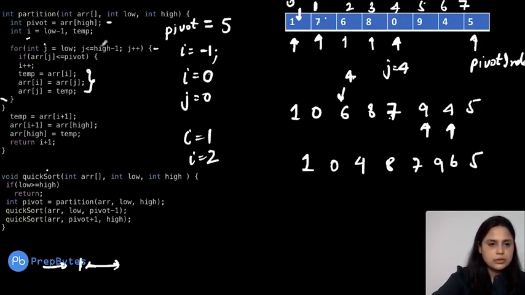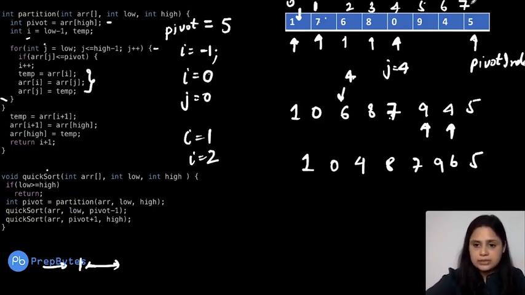So I see j goes till high minus 1. One thing to remember here is that high is 7. This is the index of the last element. Since the last element is already the pivot, there is no point of going till here. So the iteration of j stops at this particular place only.